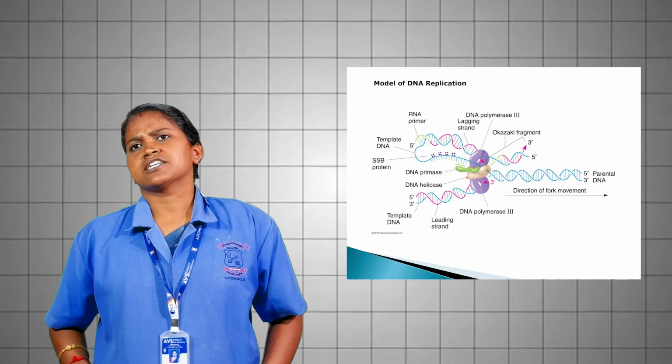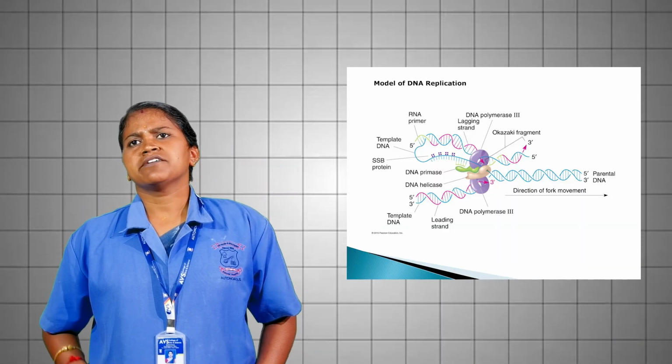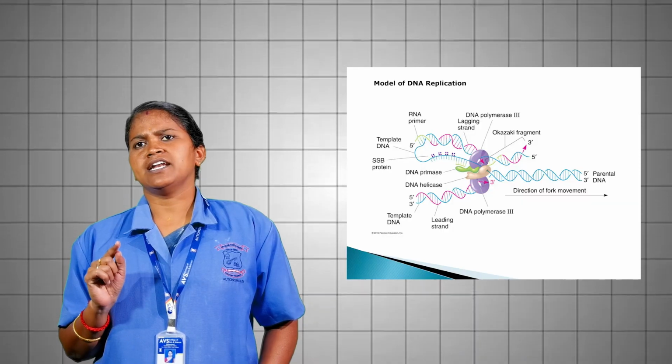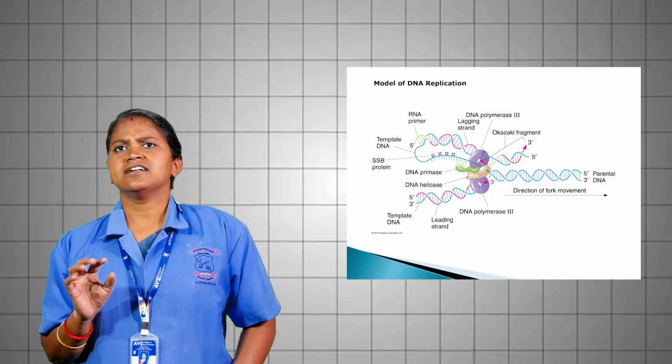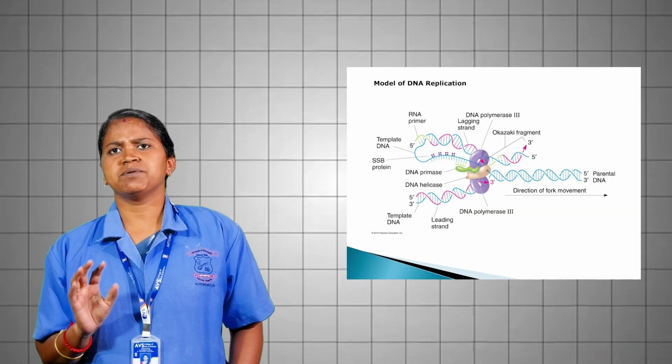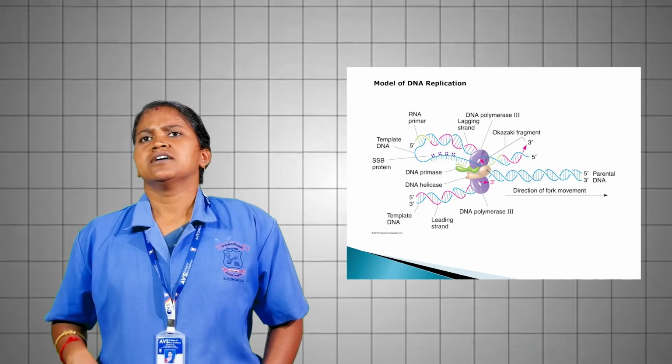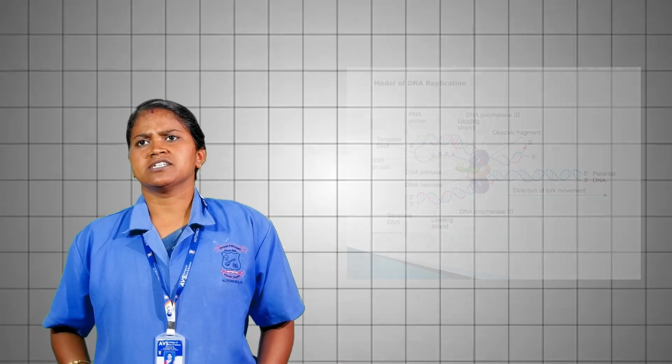The DNA double helix structure is unwinding. The polymerase and helicase, the leading strand and lagging strand, RNA primers, template, and SSB proteins. These are mainly found in DNA replication.